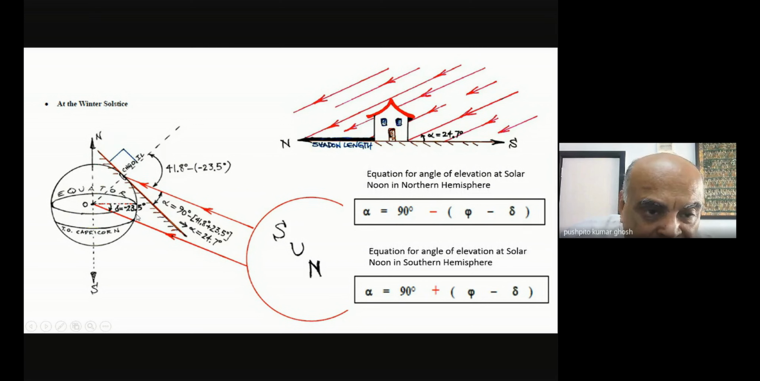Minus 23.5 degrees. At this point, look at the interesting thing. If I draw a tangent on the Tropic of Capricorn, the sun's radiation is falling absolutely perpendicular to it. Over here, the angle is highly slanted with respect to the tangent. The tangent keeps changing: this is my tangent at this point, and this is my tangent at Chicago. Ground means tangent. So you can see the angle of elevation with respect to the ground is very, very slanted for the sun's radiation in Chicago during the winter solstice, when the declination angle is minus 23.5 degrees.